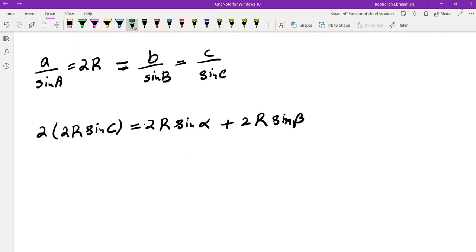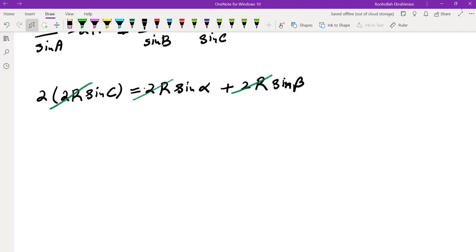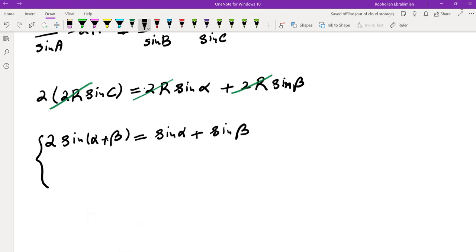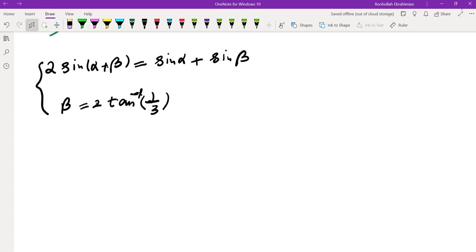Now, the 2r cancels from both sides, and because the angles add up to 180, I can write this down as 2 sine of alpha plus beta equals sine of alpha plus sine of beta. So this is what I'm given, and I'm also given that beta is twice tan inverse of 1/3. So let's find out what is sine of beta and cosine of beta and plug it into this formula.